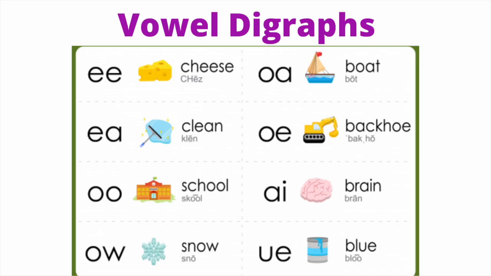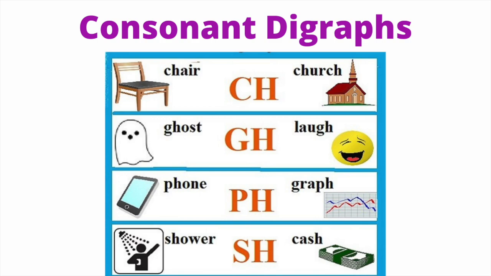Vowel digraphs: cheese, boat, clean, backhoe, school, brain, snow, blue, etc. Now, consonant digraphs like chair, church, coast, laugh, phone, graph, shower, cash, etc.